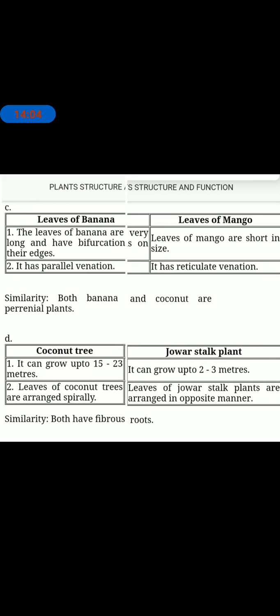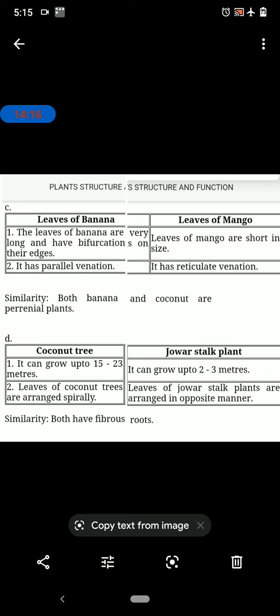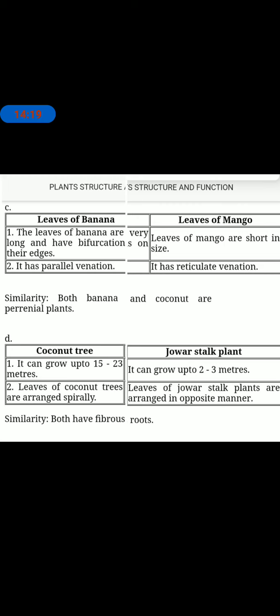Last difference we have is coconut tree and jawar stalk plant. First point, the coconut can grow up to 15 to 23 meters, that is, it is tall in nature, whereas jawar stalk can grow up to only 2 to 3 meters. Second point, leaves of the coconut tree are arranged in a spiral manner, as we have seen in the arrangement of leaves on a stem, for grabbing more sunlight. Leaves of jawar stalk plants are arranged in an opposite manner.